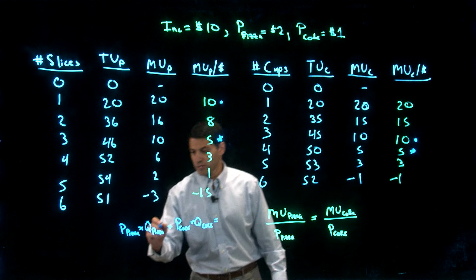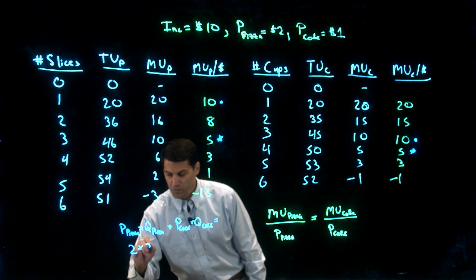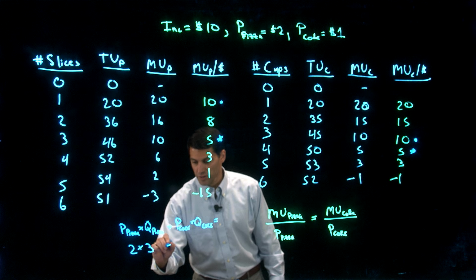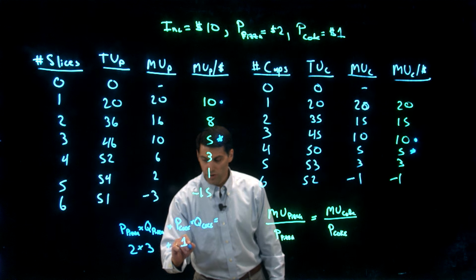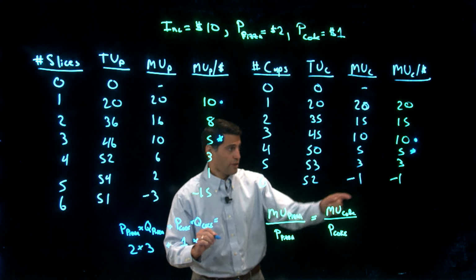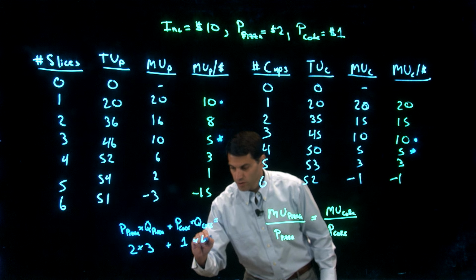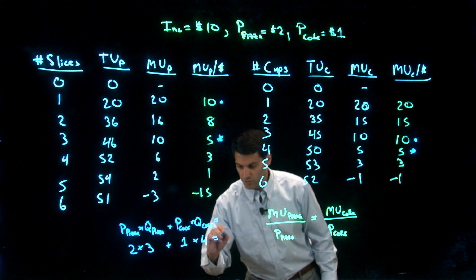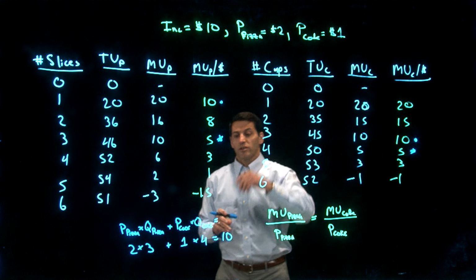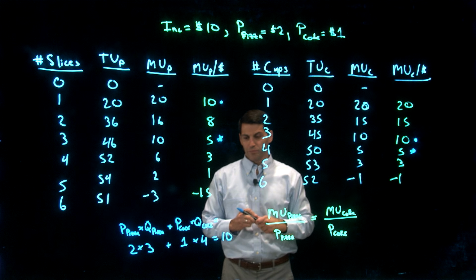So in this case, at 3 slices times $2 per slice, that's 2 times 3 or 6, and then $1 per can of Coke times the 4 cans that we identified with this second bundle, 6 plus 4 is equal to 10. That exhausts all of their income.